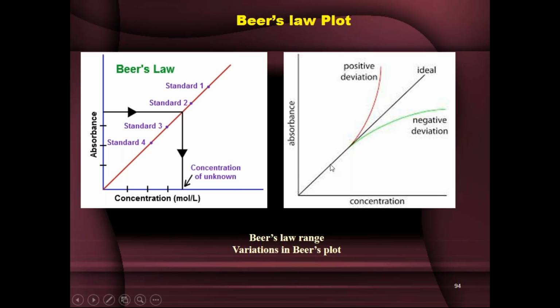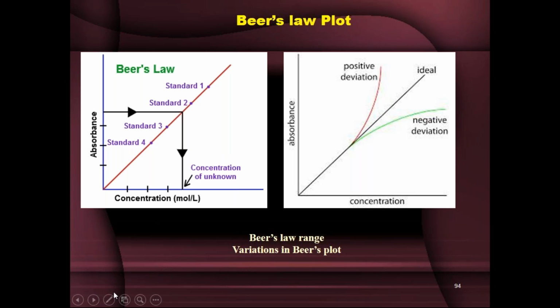Then you can do the same as what you have done in the left graph. You can draw a straight line to the standard Beer's plot, and from there you can take a vertical line downwards to the concentration axis and find the concentration. So these are some deviations which you see in Beer's plot when you change the concentration.